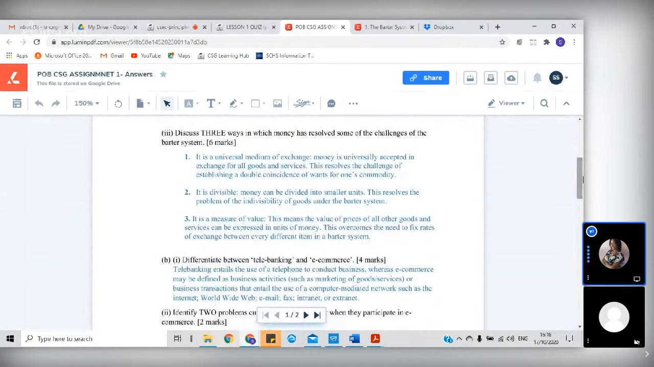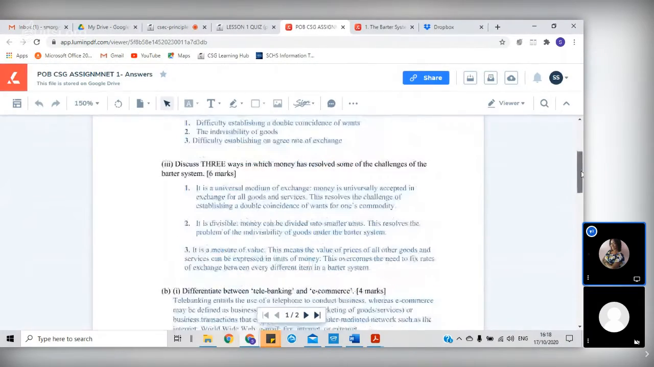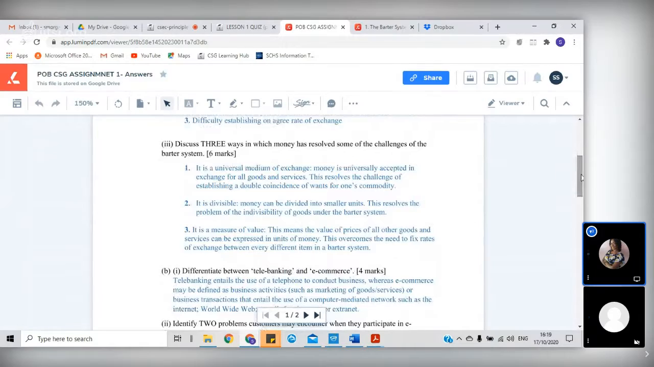So this question now: discuss 3 ways in which money has resolved some of the challenges of the barter system. And you had one response for this one? No, all of them. All right. Difficulty establishing an agreed rate of exchange, the need for a double coincidence of wants, inability to store wealth. All right. So for each one, you will get 1 point for outlining the challenge that money resolved, and then another point each for explaining how this problem was resolved with the use of money.